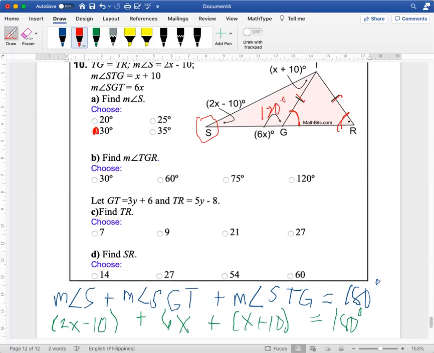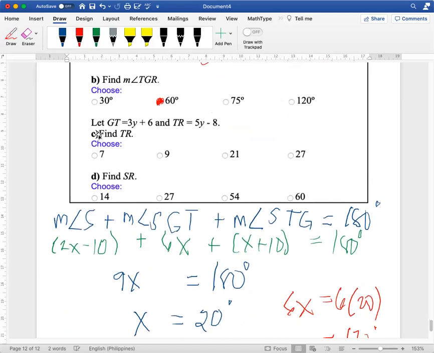Since this is a straight segment, if this is 120, this is our 60-degree angle. Okay, and we're looking for TGR. TGR, so 60. So we got 60. Okay, and let's go to letter C.